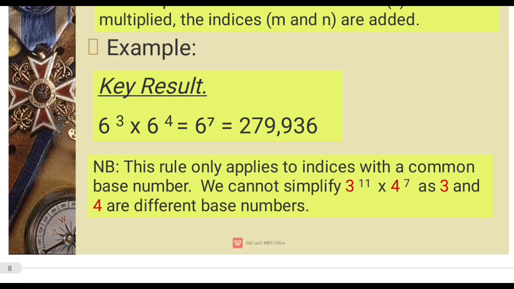Now, it should be noted that this rule only applies to indices with a common base. That's when you can add up your numbers. We cannot simplify 3 raised to the power of 11 times 4 raised to the power of 7, as 3 and 4 are different base numbers.